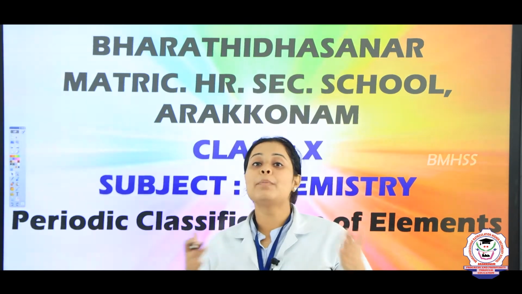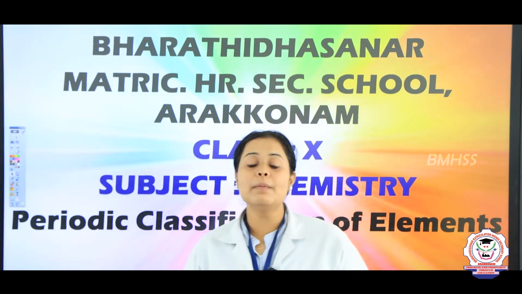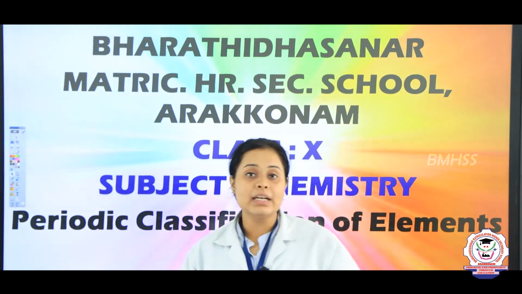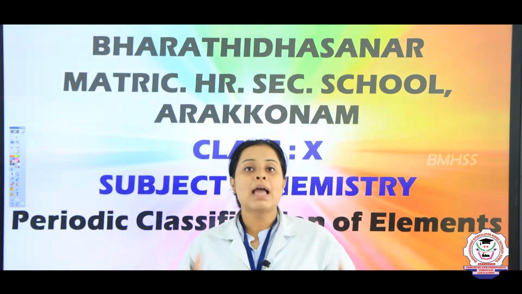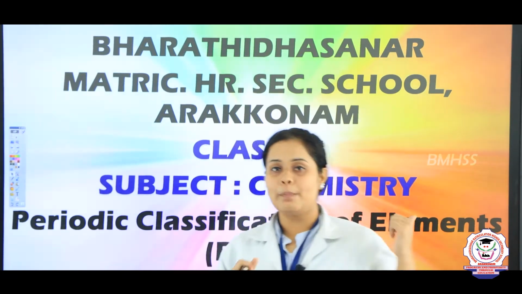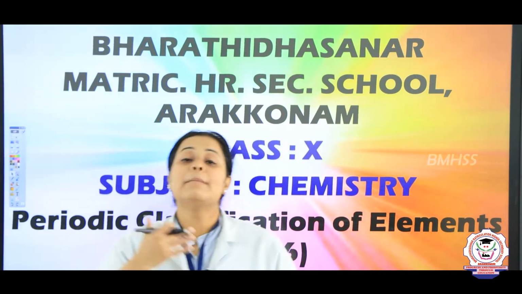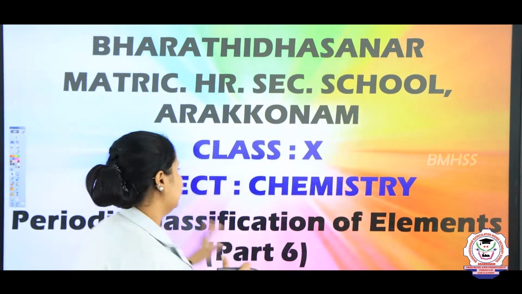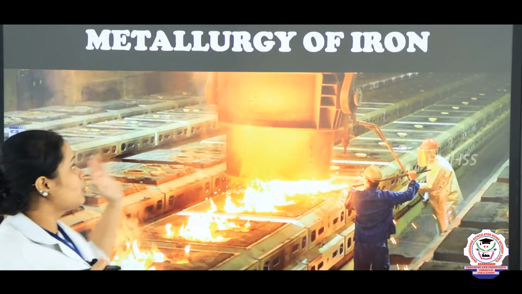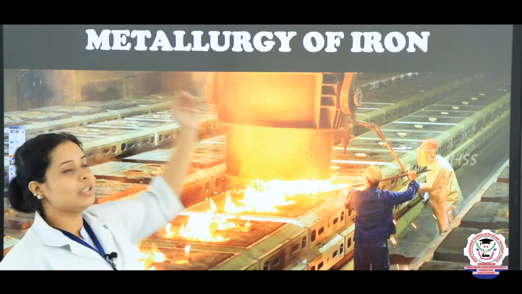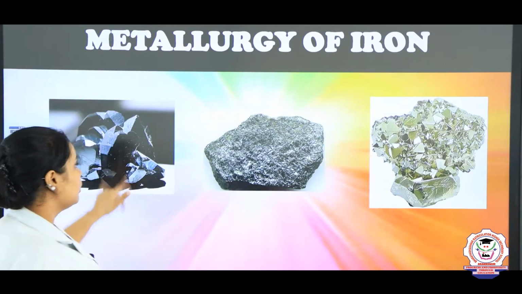So children, in previous videos we have seen how the metallurgy process is done in sequence with aluminium and copper. So students, today we are going to see how we can do the metallurgy process for iron. So today's topic is metallurgy of iron. So let's go into the chapter.